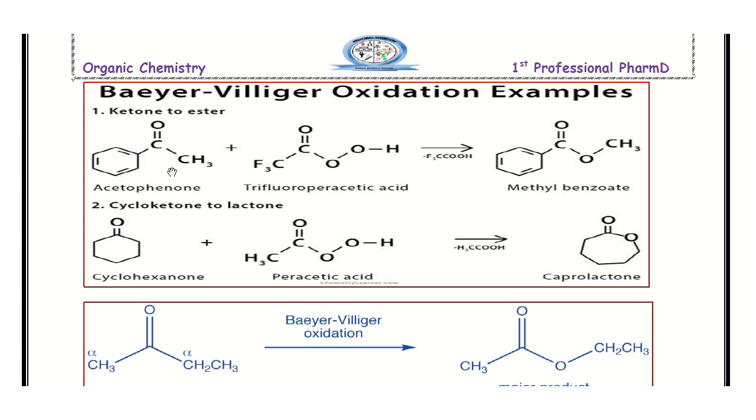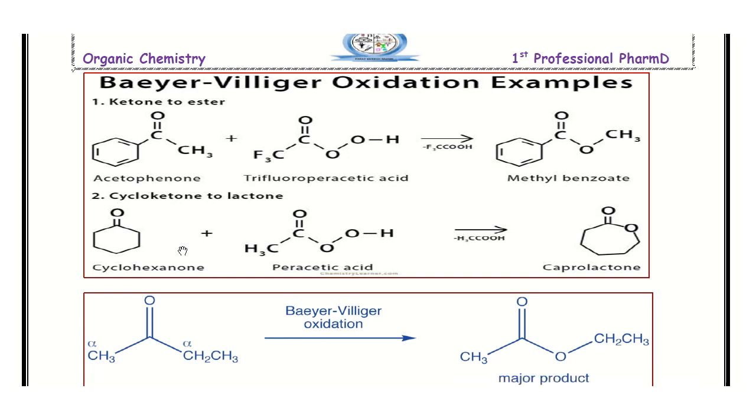So you have to draw the detailed reaction mechanism for this acetophenone and for the ketones as well. This is the cyclohexanone. When reacted with peracetic acid, it will get converted into the caprolactone. So oxygen will come here because this is the carbon-carbon bond adjacent to this carbonyl functional group.